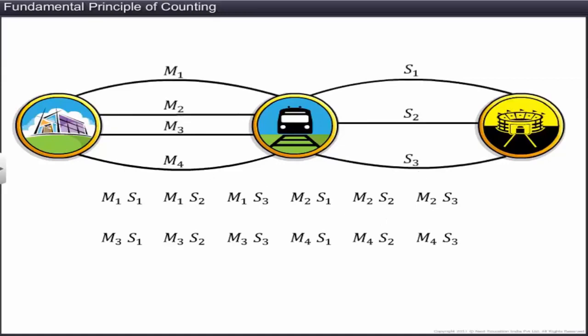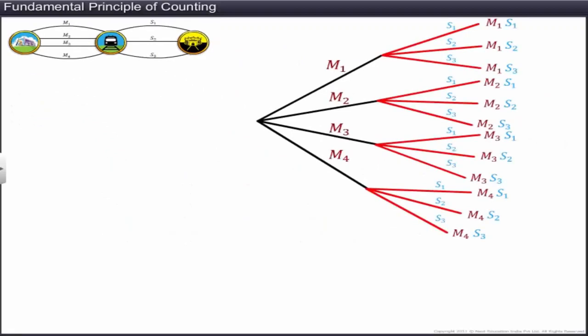These are the maximum available routes from the town hall to the stadium. Here each route is unique. Together, we have 12 routes that will take us from the town hall to the stadium. As discussed before, we are interested in counting the possible number of routes. An ideal way to visualize the number of ways is using a tree diagram as shown. Here route M1, S1 is as shown. Similarly, the other branches follow.